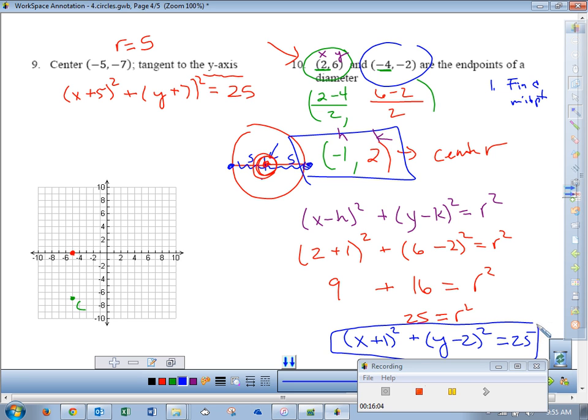So step 1, we found the midpoint. Step 2, use the center and another point to write our formula. First you have to find the midpoint, which is the center of your circle. Then you need to find the radius. So I use the center and another point to write our formula and solve for our radius. Got it?